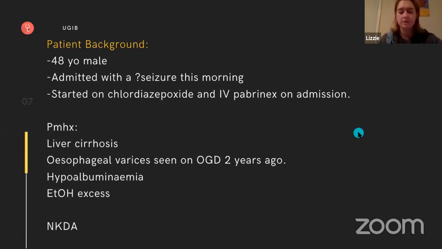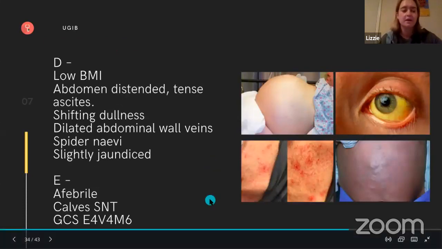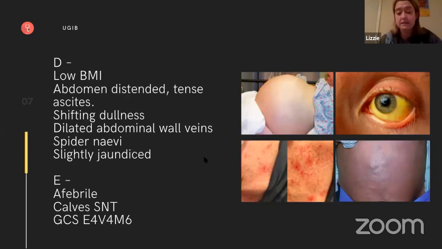So you think, oh, that's unusual. Let's have a closer look at this man. And lo and behold, you realise that he is visibly jaundiced. He's got a big distended abdomen. There's shifting dullness when you examine, and it's tense. And he's got a low BMI. Otherwise, from a GCS point of view, he's a little bit confused, but GCS is about 14, and he's afebrile.